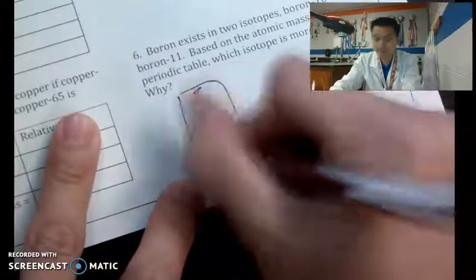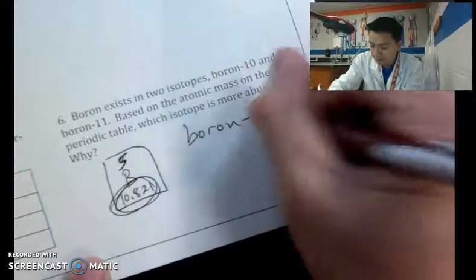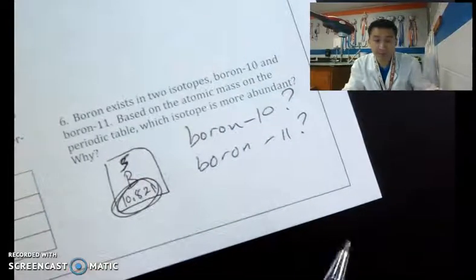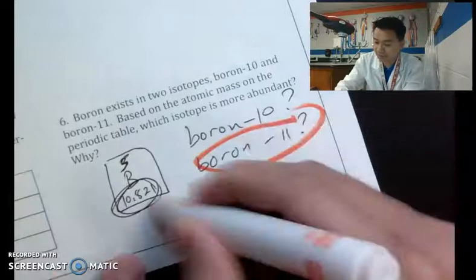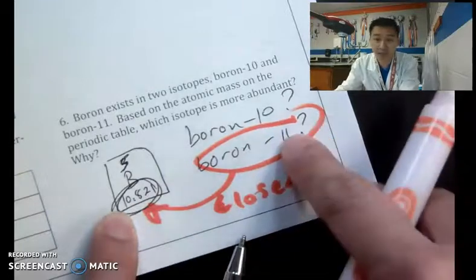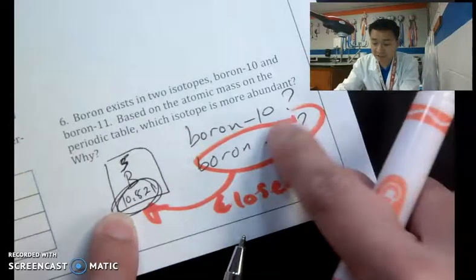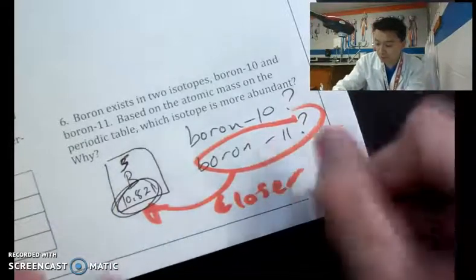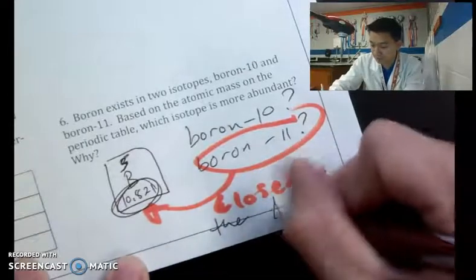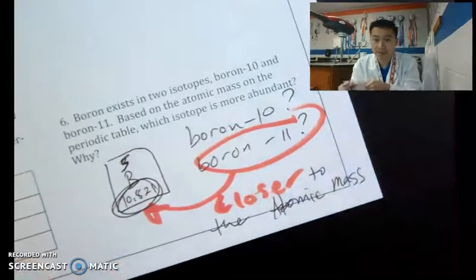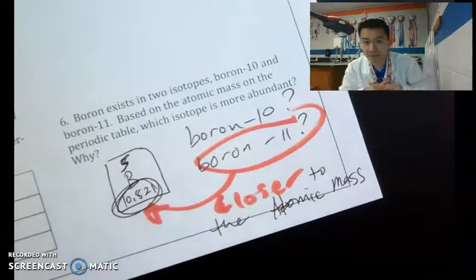So basically, which one is closer, boron 10 or boron 11? The answer is boron 11. It's closer to that. So to get that average, there has to be more boron 11. To get an average that's closer, you have to have more of that. So boron 11 is more abundant because it's closer to the atomic mass.